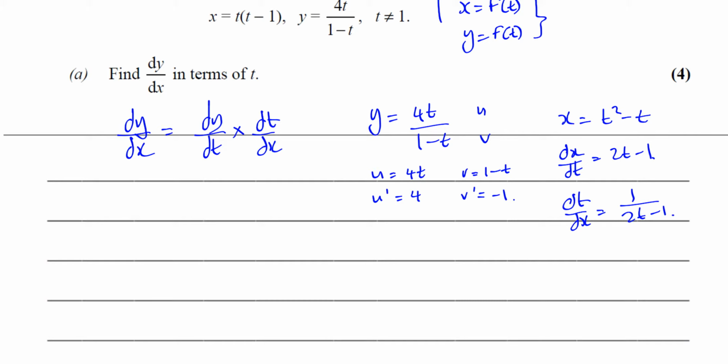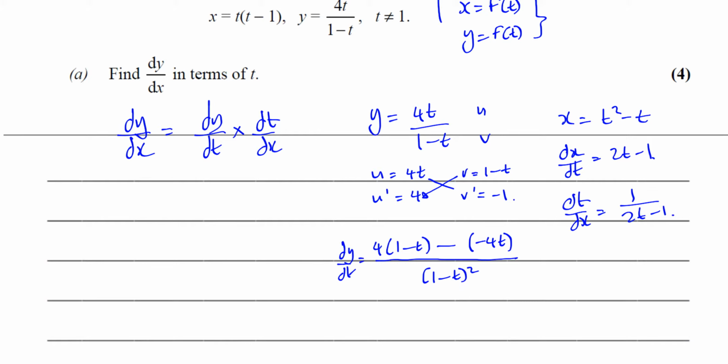Then I use the quotient rule, so I always start from this side. I multiply these across, so I'm going to have 4 times 1 minus t, then minus, and then these two are multiplied, so it's minus 4t times minus 1, which is minus 4t, all over, and then I take v and square it, so it's 1 minus t all squared. So that's your dy/dt.